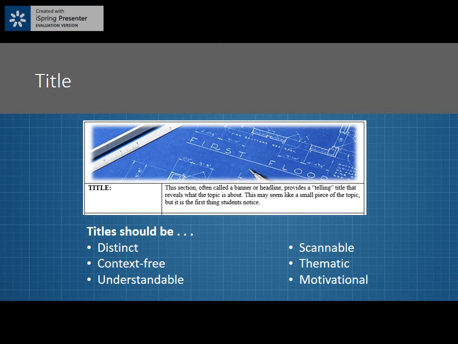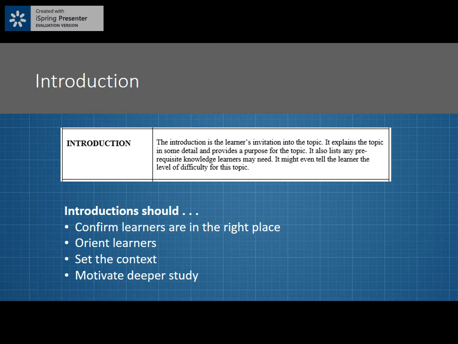Let's move on to the introduction. Now, the introduction is the learner's invitation into the topic. It explains the topic in some detail and provides a purpose for the topic. It also lists any prerequisite knowledge learners may need. It might even tell the learner the level of difficulty for this particular topic.